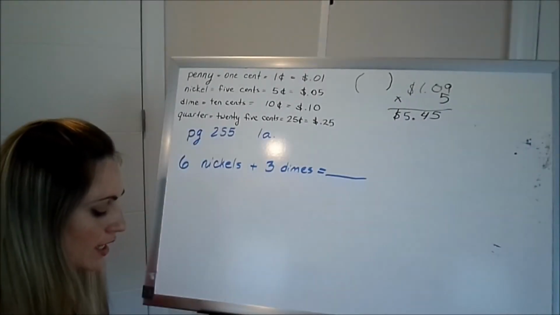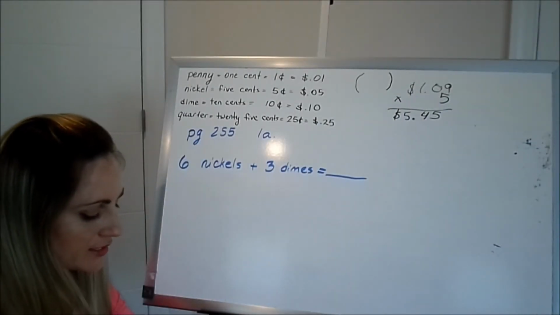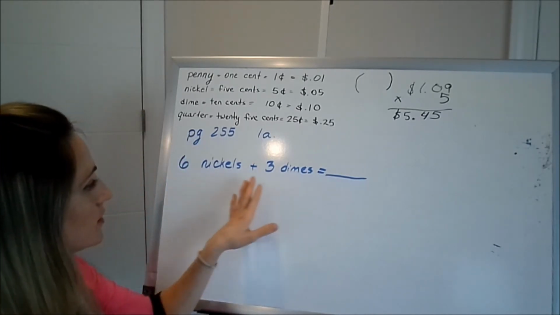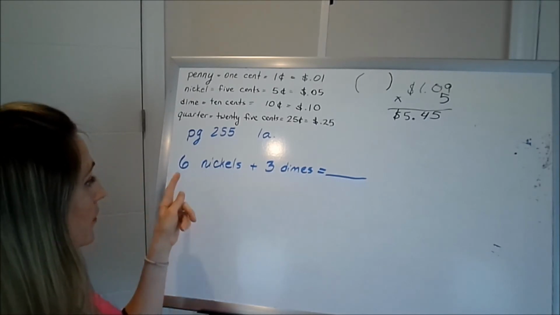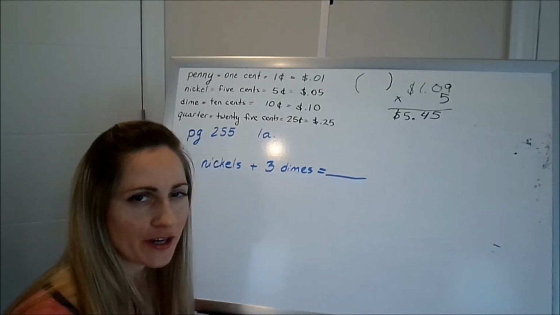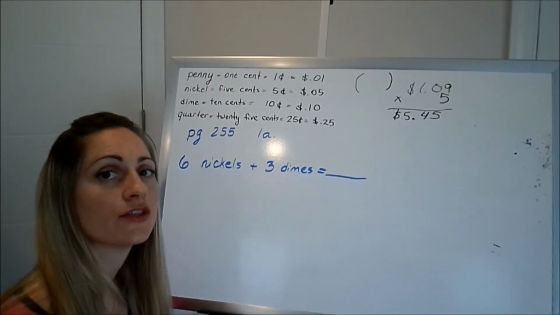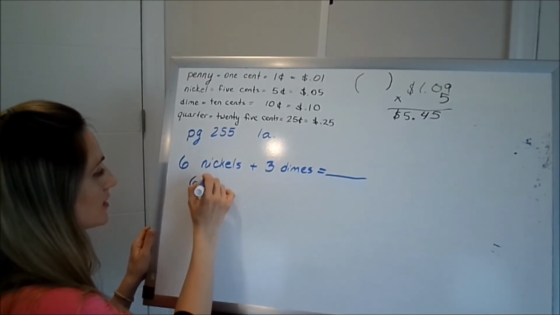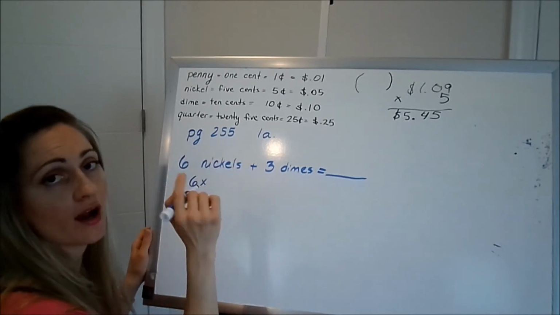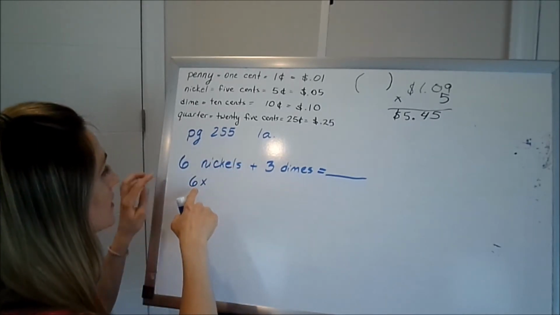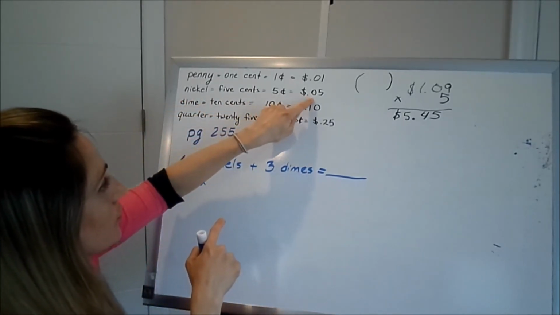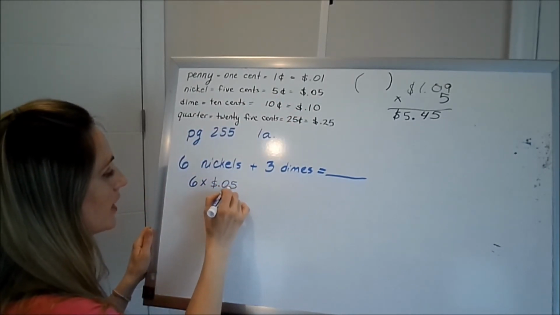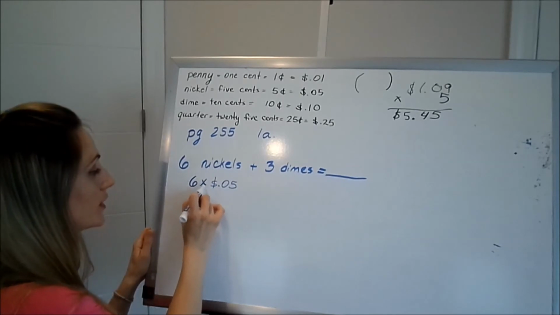Okay, so let's do 6 nickels plus 3 dimes on page 255, 1A. 6 nickels and 3 dimes. So this is, like I said, your first grade way of writing 6 nickels. Third grade way, you're going to write 6 times the value of 1 nickel. How much is 1 nickel the third grade way? It's $0.05. Because there's 6 of them, we're going to multiply.